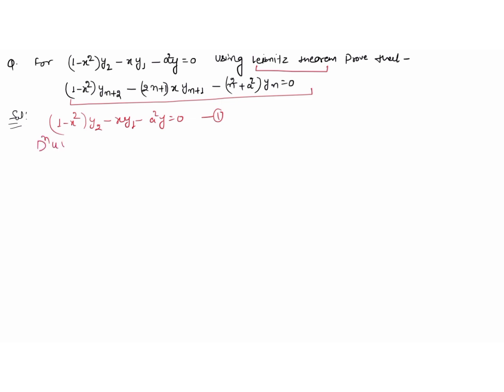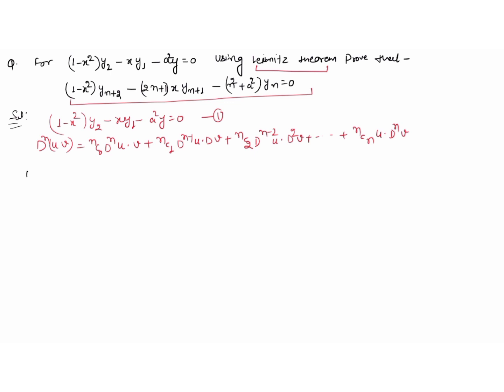I am writing Dⁿ of uv, where Dⁿ represents the nth derivative of a given function. What Leibniz says is: nC0 Dⁿ(u) v plus nC1 Dⁿ⁻¹(u) Dv plus nC2 Dⁿ⁻²(u) D²v plus and so on, at the last nCn u Dⁿ(v). So let us apply this Leibniz theorem to the given equation 1.